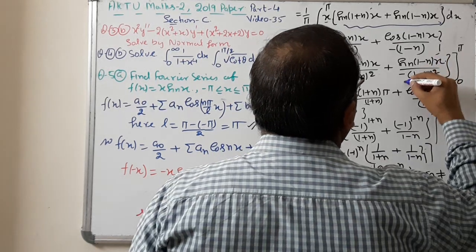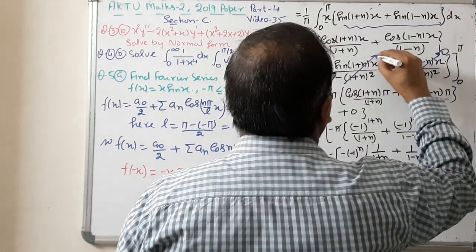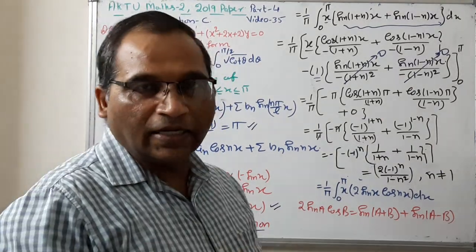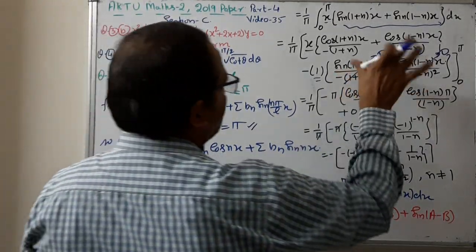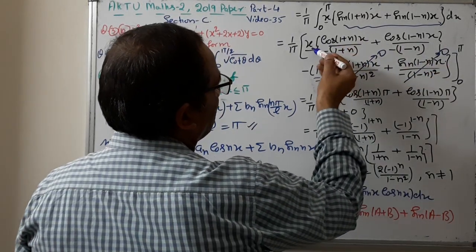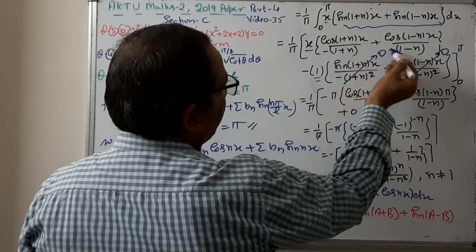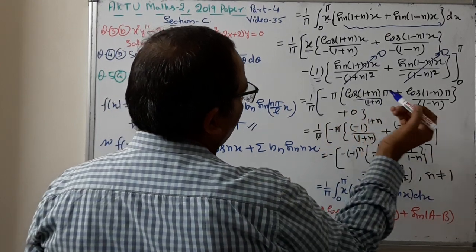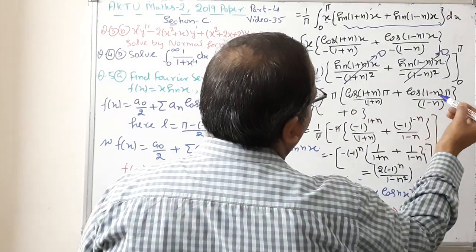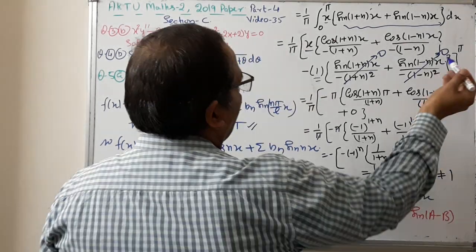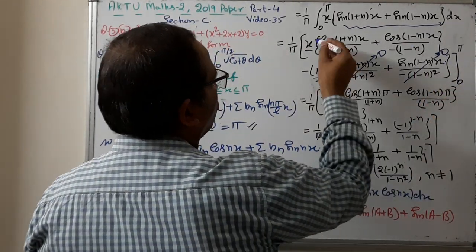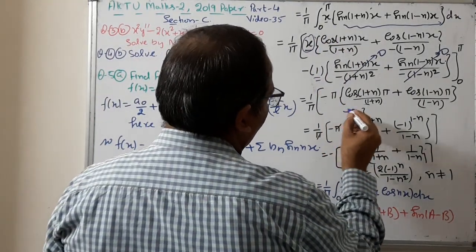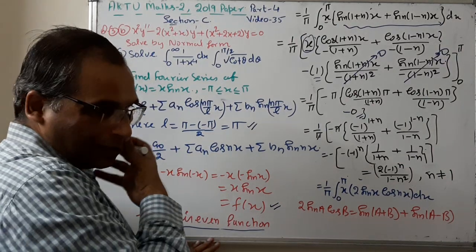And when we put the limits 0 to pi, this second integration is 0, because sin((1 plus n) pi) is 0 and sin 0 is 0. So this part is 0. From the first part, put x equal to pi, so we get pi, and taking the minus sign common, cos((1 plus n) pi) upon (1 plus n) plus cos((1 minus n) pi) upon (1 minus n). And when we put x equal to 0, due to this x, the value is equal to 0. We can write this as minus of this minus 0, right?